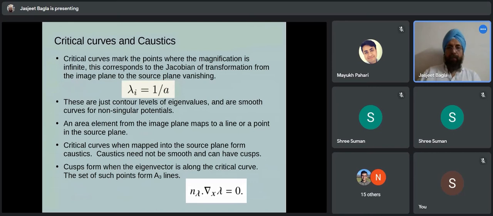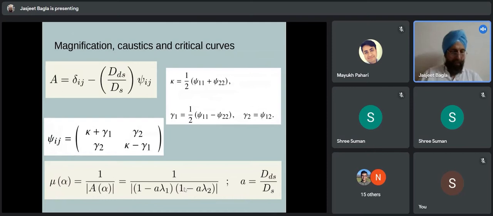To take you a little bit further into technical aspects of lensing. You can see that the magnification mu, which is the last equation at the bottom, goes to infinity if 1 minus A lambda 1 or 1 minus A lambda 2 is 0. This is only a formal thing, because this defines for us a curve in the image plane. That is all that this does.